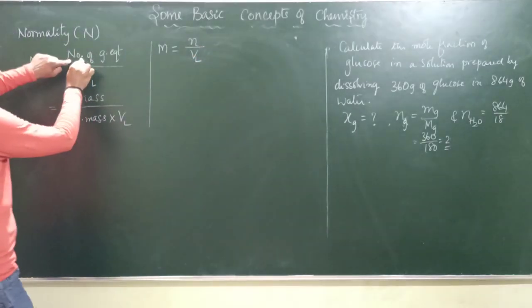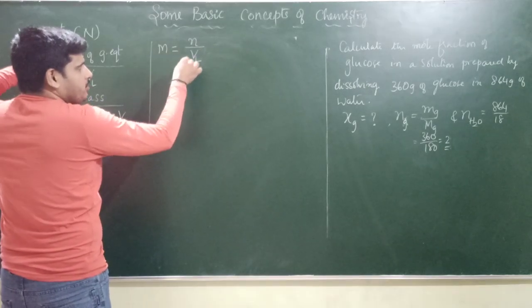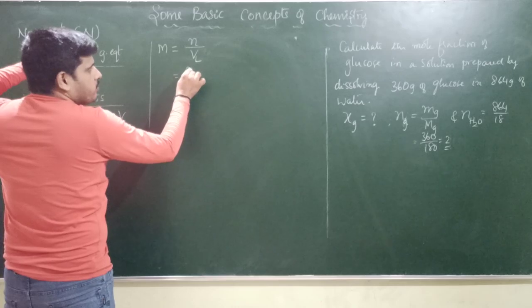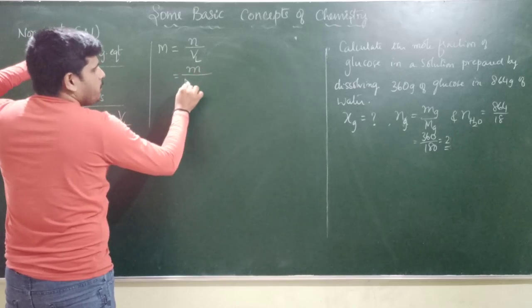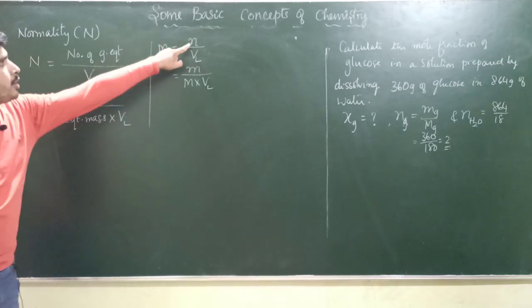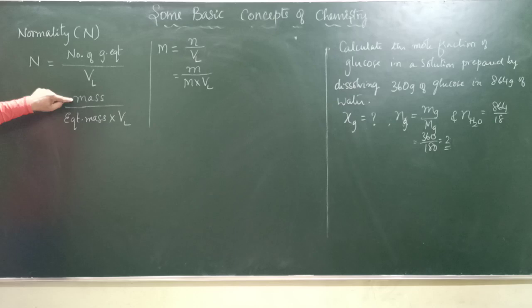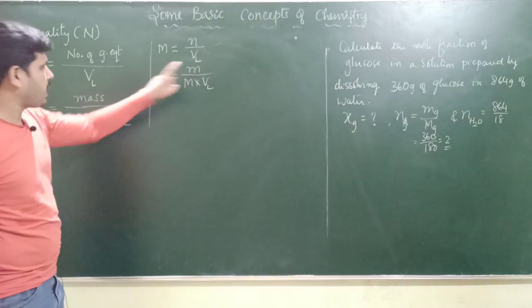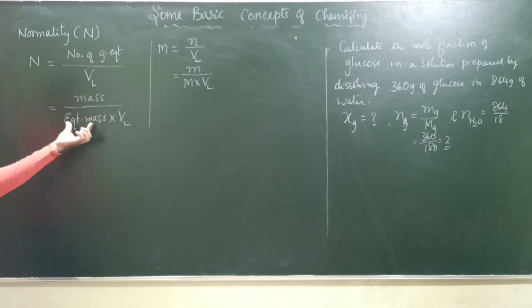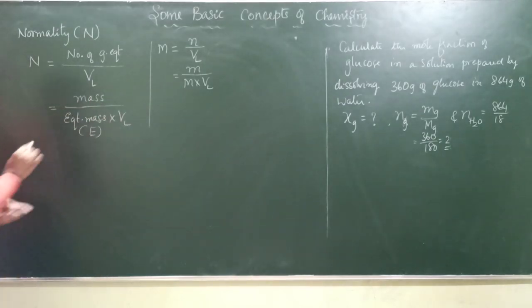So instead of gram equivalents, you had number of moles. How did we substitute and then later modify this? Number of moles we have written as mass by molar mass into volume in liters. Do you agree? Yes. So number of moles equal to mass by molar mass, but here number of gram equivalents equal to mass by equivalent mass. That is a change. So numerator mass term will remain same in both the cases. So instead of M, here it is E. Equivalent mass is denoted by E.